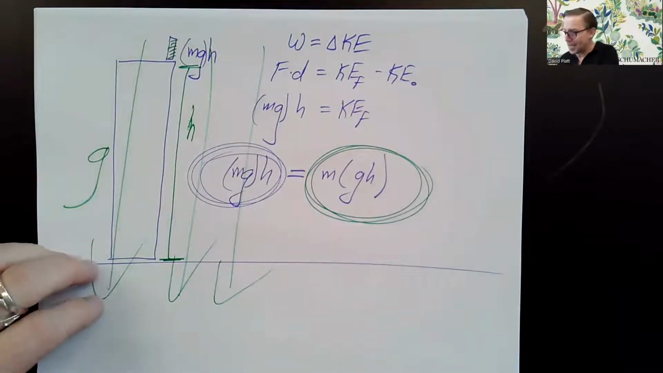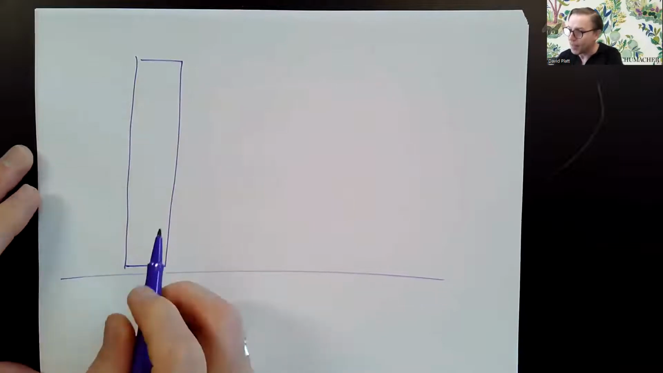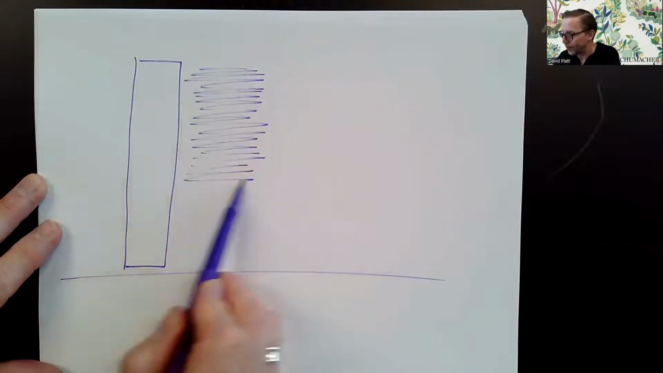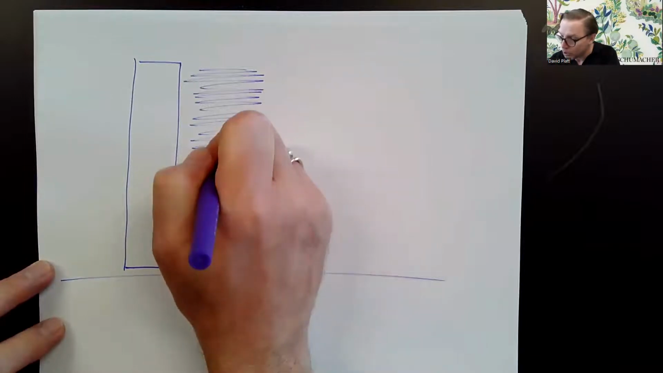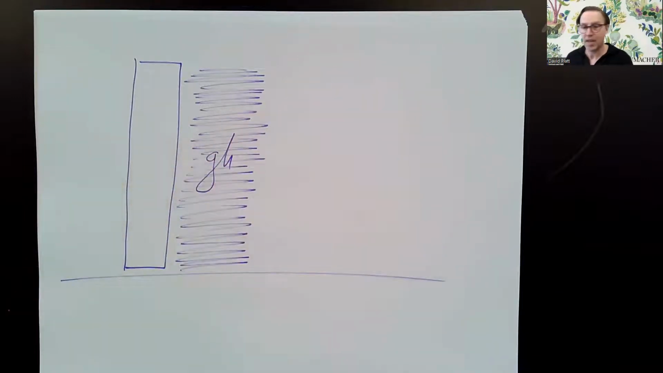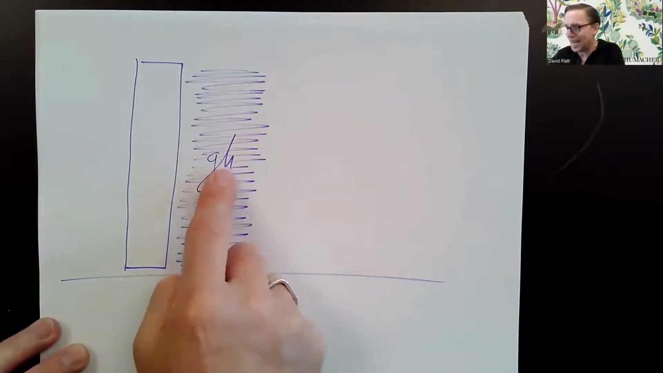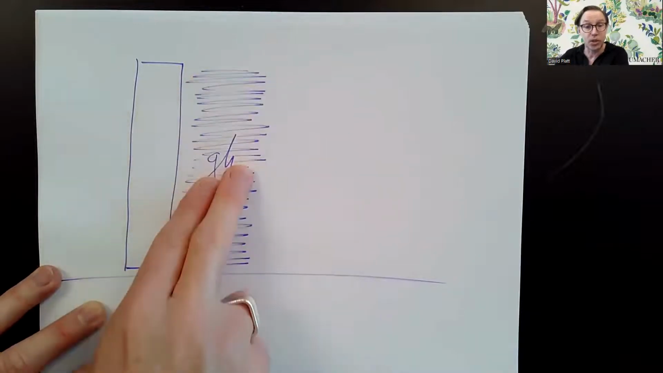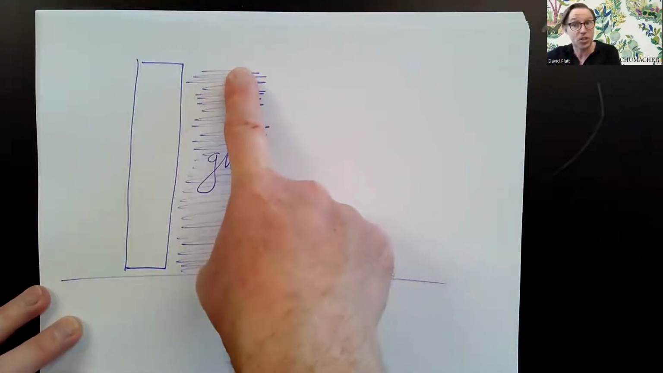And what I want to say is, I'm going to redraw it now with less clutter. What I want to say is this space right here is described by gh. I even used cursive to connect the g and the h together like it's one thing. gh describes the space. There's a gravitational field g in the space, and the space extends for a distance h.